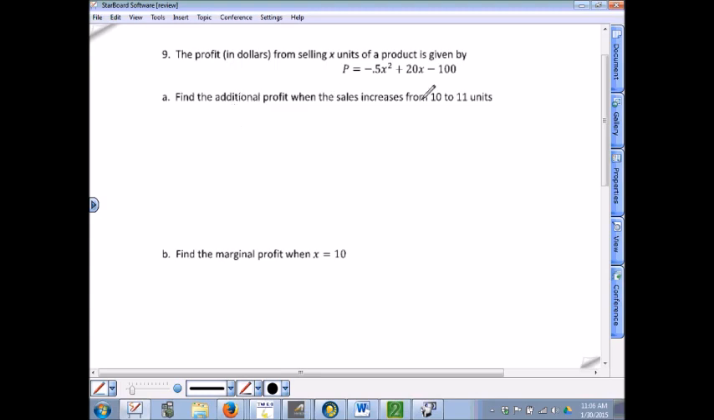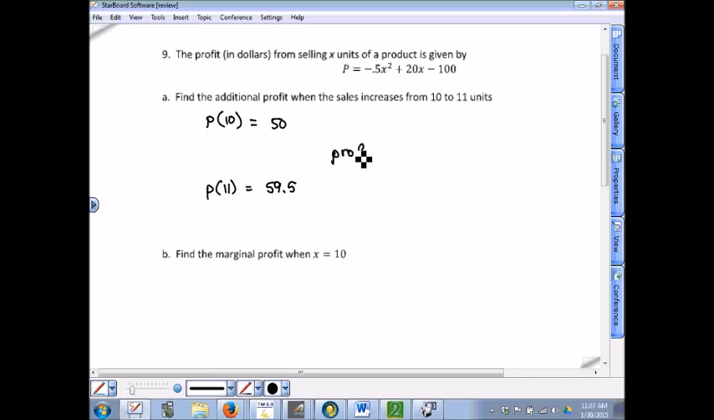So find the additional profit when sales increase from 10 to 11. So we need to take the profit function and find out what the profit was at 10 units and find out what the profit was at 11 units and find the difference. So the profit at 10 units, if we just plug in a 10 to the function, turns out to be $50. And the profit at 11 units turns out to be $59.50.